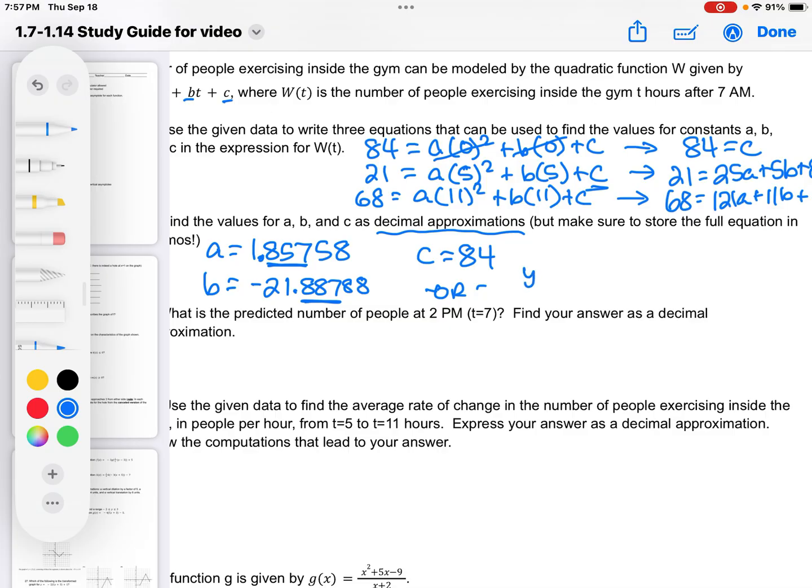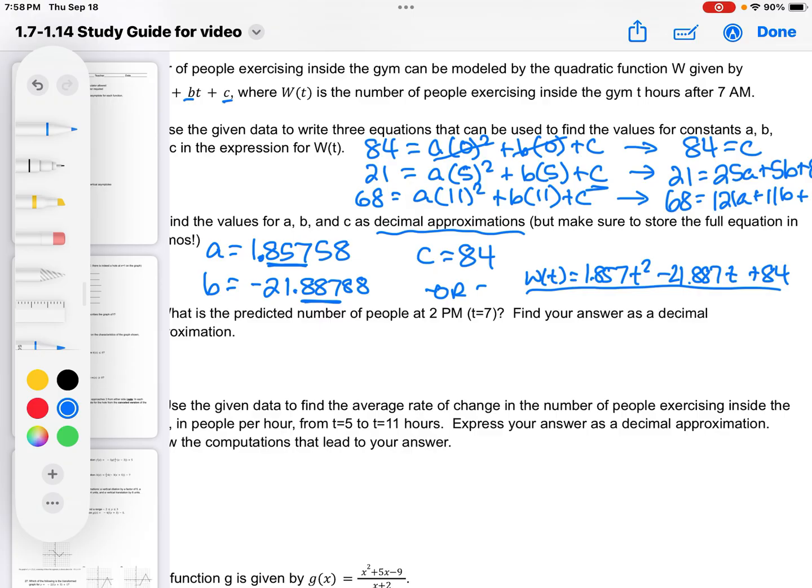equation, let's use W of t equals 1.857 t squared minus 21.887 t plus 84. Either way is fine. That you either can identify the A, B, and the C separately, or you can write it as an equation with the A, B, and C plugged in. Okay? All right, so that is how you're going to handle that part.